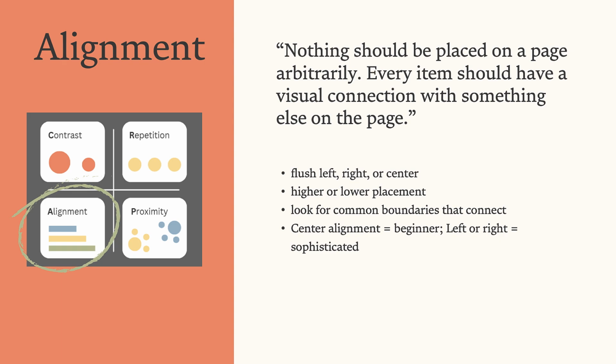Let's move on and talk about alignment. According to Williams, nothing should be placed on a page arbitrarily. Every item should have a visual connection with something else on the page. What does this mean? Should you not include a little picture of your adorable cat just because? Probably not. Alignment refers to how you arrange the content on your visual.